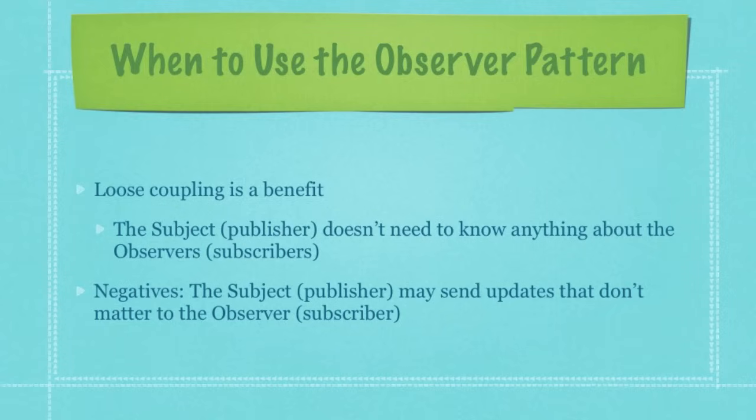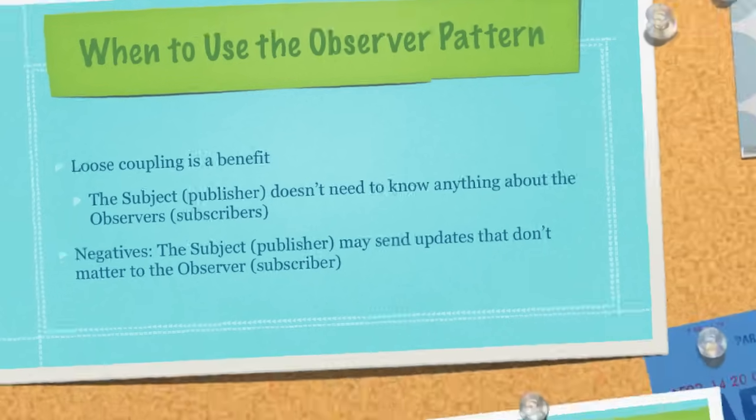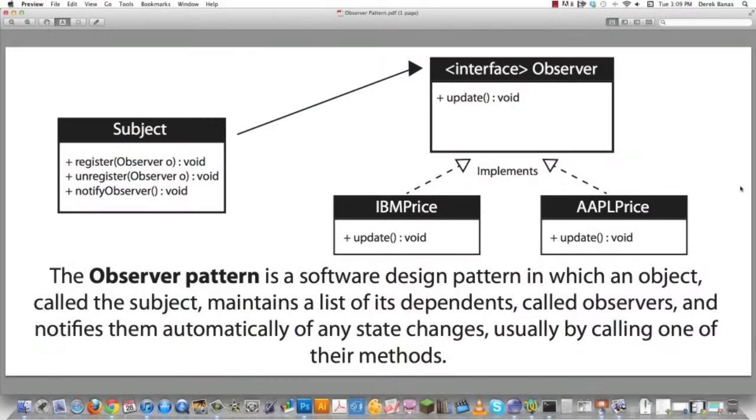So what is the benefit of the observer pattern? Well, like the strategy pattern, you get the benefits of loose coupling. The subject or publisher doesn't need to know anything about the observers or subscribers. I'm referring to them as 2 different things because I think publisher makes more sense, but basic jargon in OOP concepts says that we should use subject and observers. The only negative of the observer pattern is the subject or publisher may send updates that don't matter to observers that are subscribed.